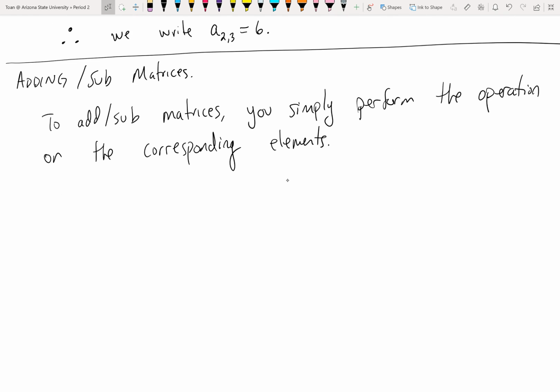What do I mean by corresponding? I mean you do top left with top left. You do top middle with top middle. You do top right with top right. You do not mix and match. To add and subtract, you literally just add and subtract the corresponding pieces. Let's do an example here. Again, I'm not very clever. Say 1, 2, 3, 4. And let's subtract 5, 6, 7, 8.